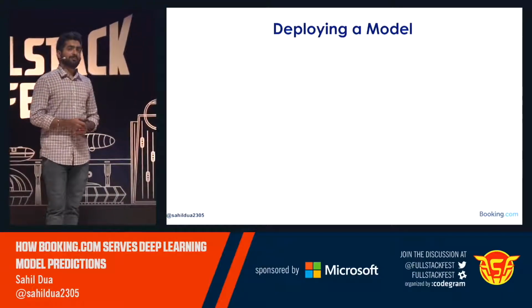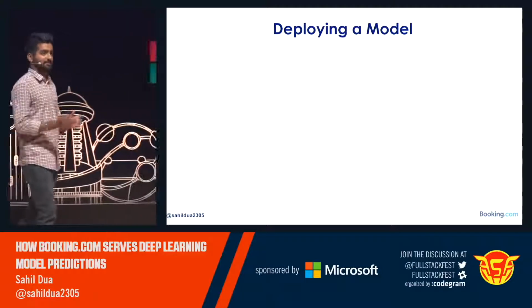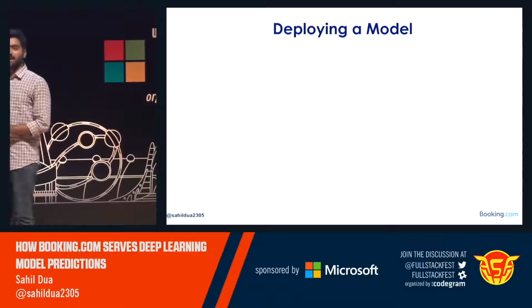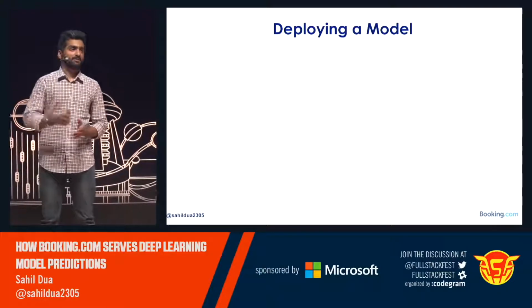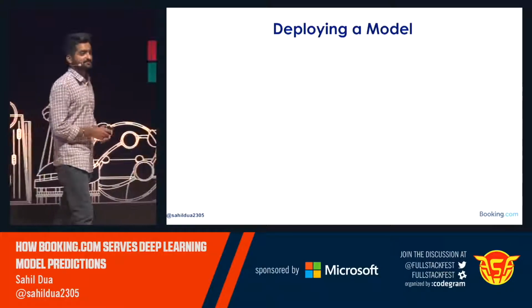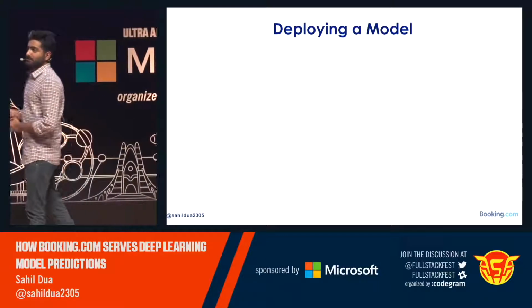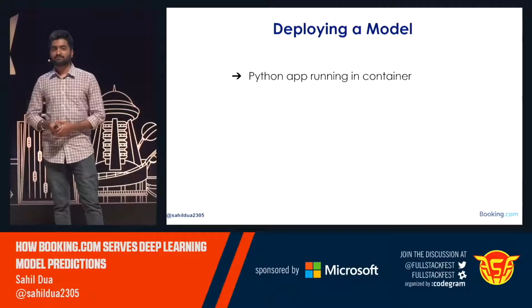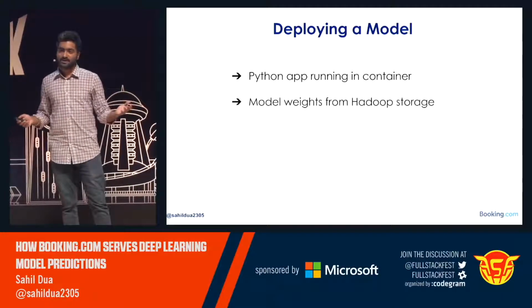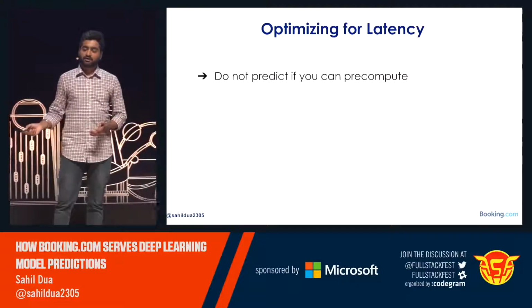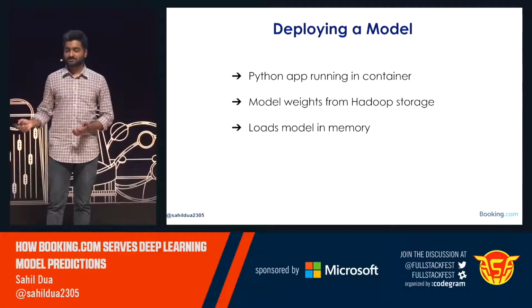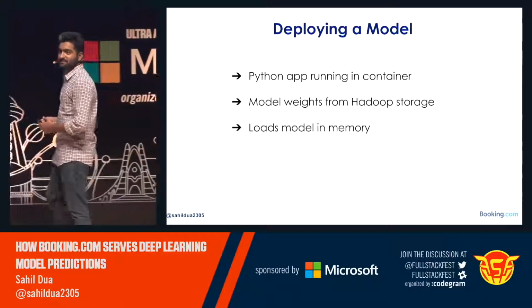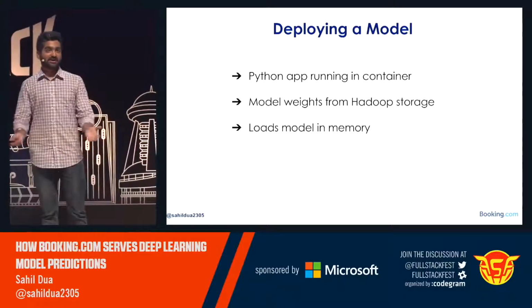So once we have trained our model on production data, we have already covered one step of going into production. So the next step is to use this trained model and put it in production so that different clients can use it to get the predictions back. So this is what we do. We have a simple Python app, which is a WSGI HTTP server. It takes the model checkpoints that we just stored in the last step from Hadoop storage. It loads the model in memory, and it's ready to serve predictions.